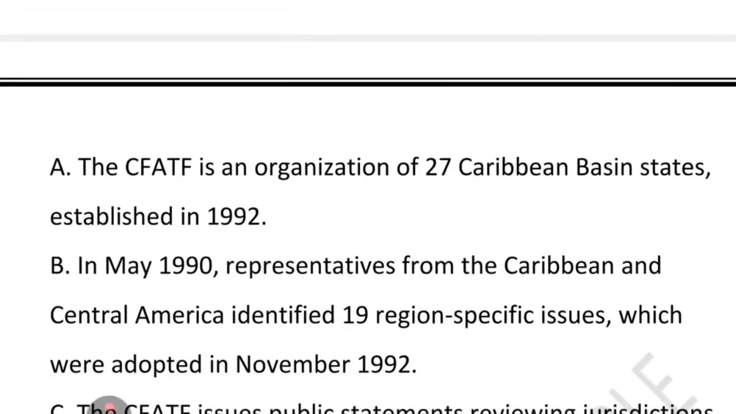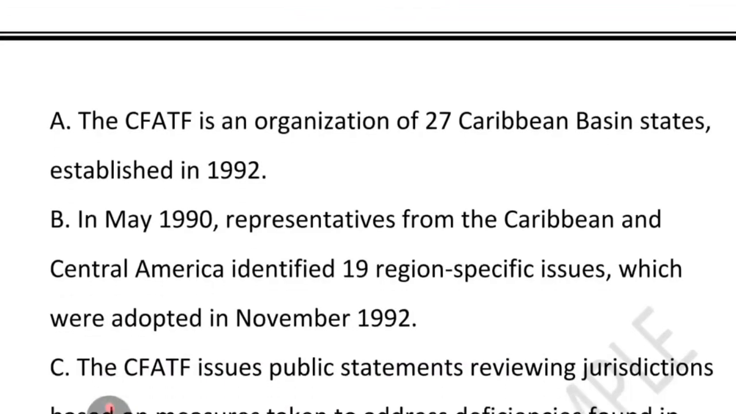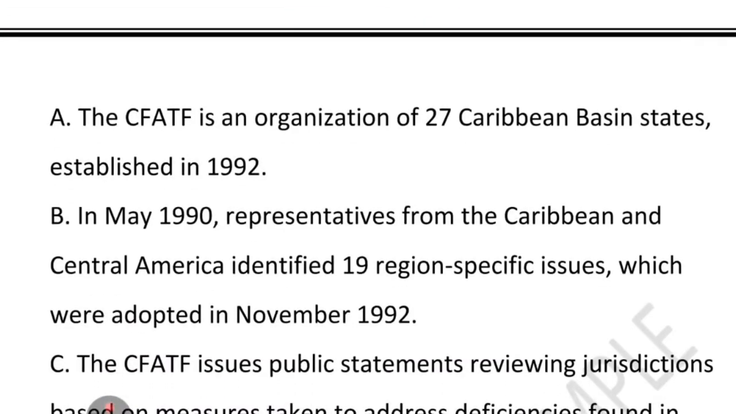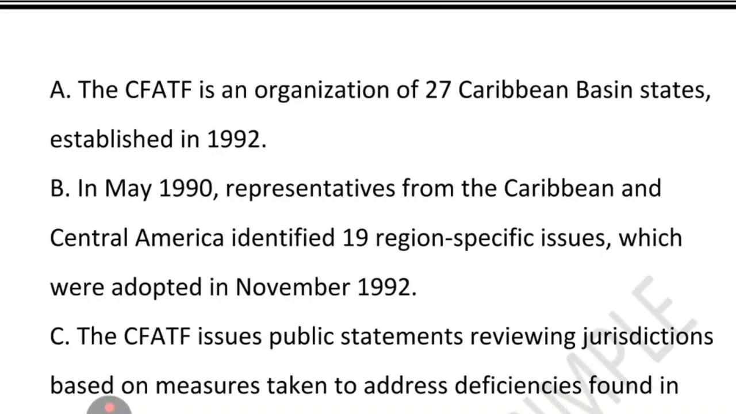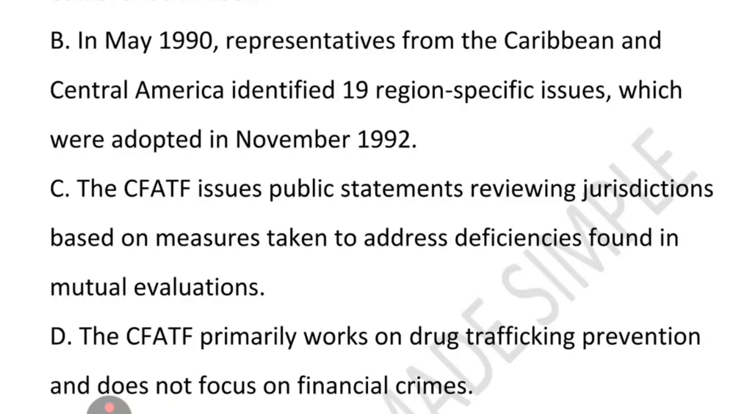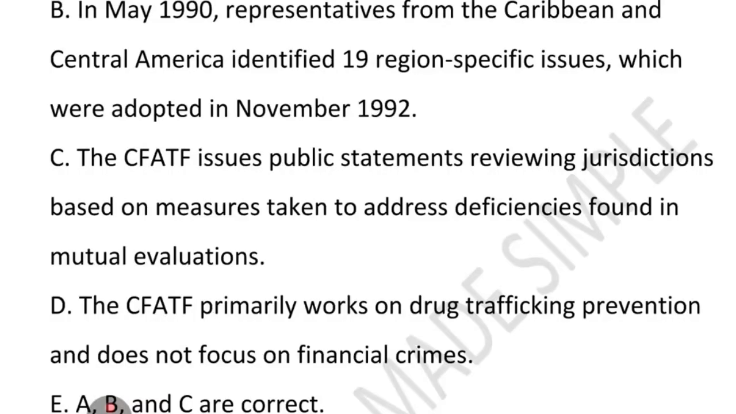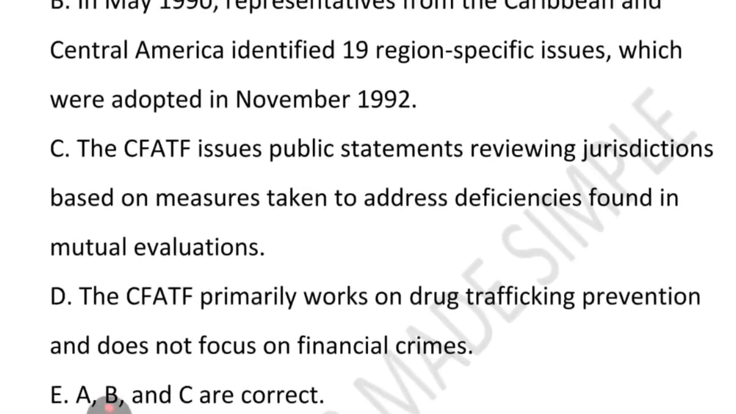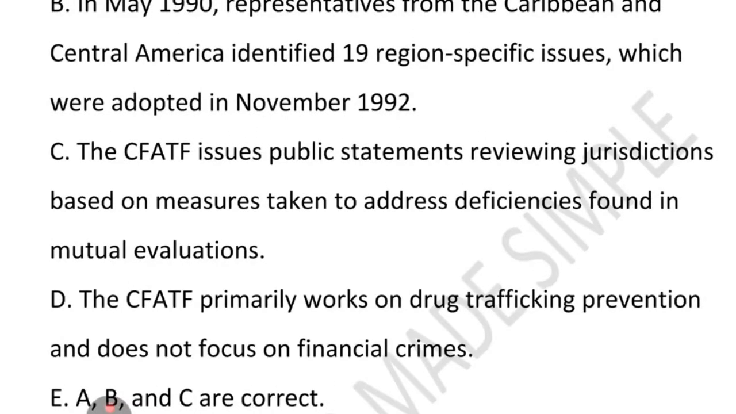CFATF is an organization of 27 Caribbean basin states established in the year 1992. Option B, in May 1990, representatives from the Caribbean and Central America identified 19 region-specific issues which were adopted in November 1992. Option C says CFATF issues public statements reviewing the jurisdiction based on measures taken to address deficiencies found in mutual evaluation. Option D says CFATF primarily works on drug trafficking prevention and does not focus on financial crime. Option E says A, B and C are correct. So let's see which option is correct regarding it.